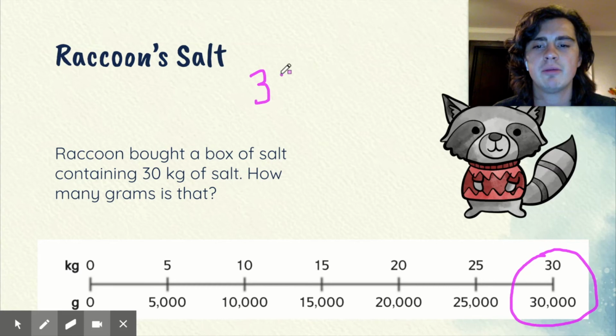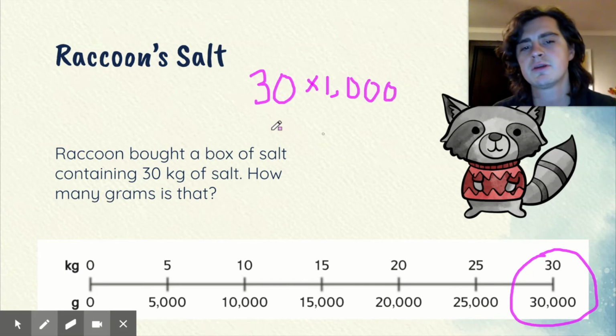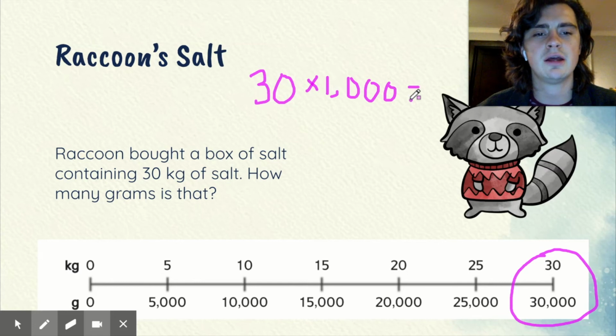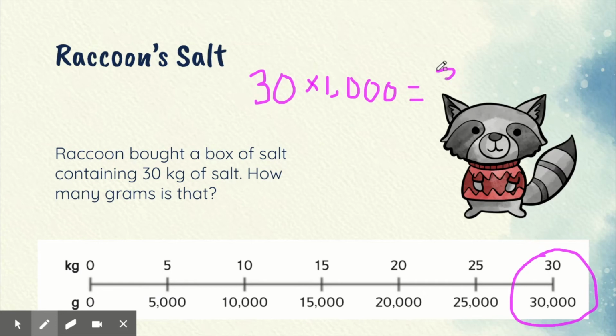So we need to go from kilograms to grams. So we would multiply by 1,000. So 30 times 1,000. 30 times 1, 2, 3, 1,000, 3 zeros, equals 30,000.